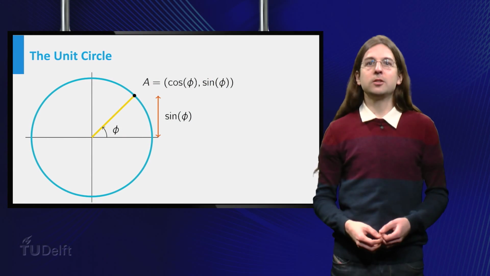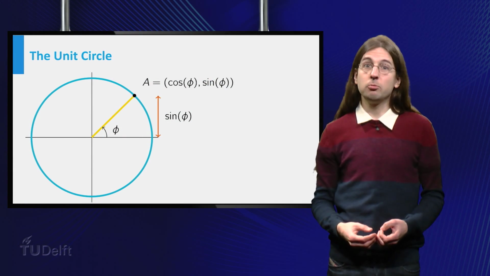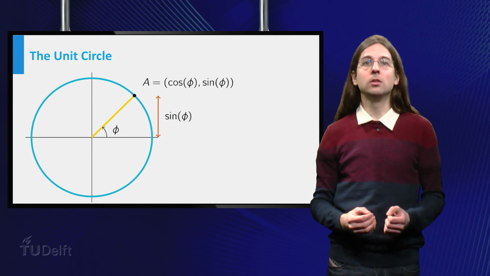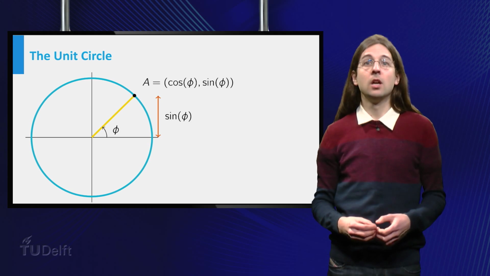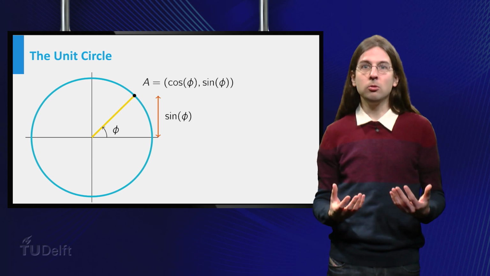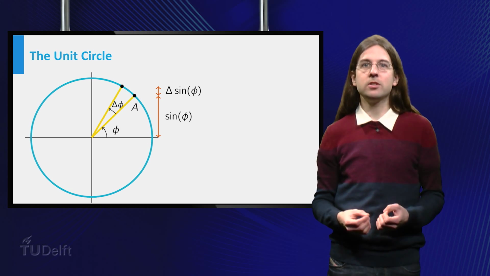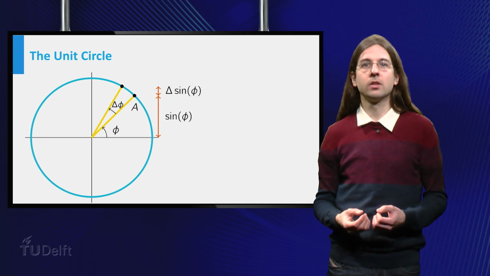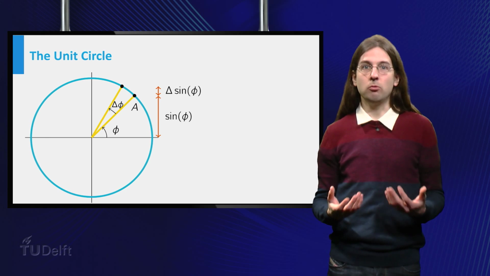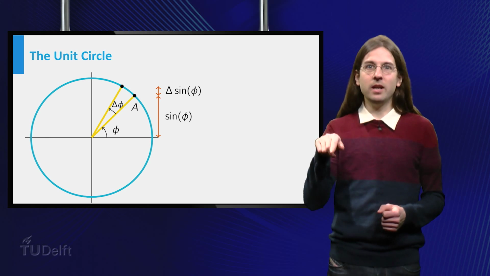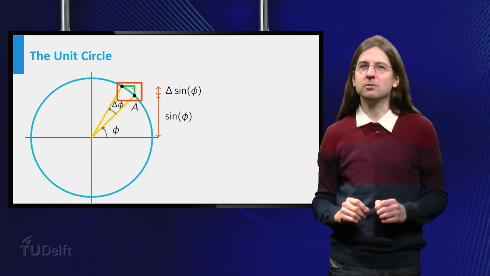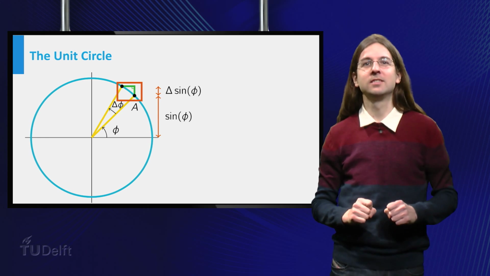Let us now consider this more precisely. As we know, the sine is the y-coordinate of the point on the unit circle for an angle phi. So we need to know what happens to this y-coordinate if we slightly increase the angle from phi to phi plus delta phi. To better see the change in y-coordinate, we add a little triangle over this little arc. This is a very small triangle, so let us zoom in.